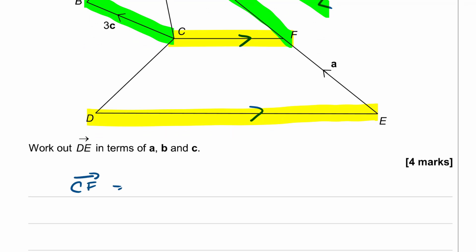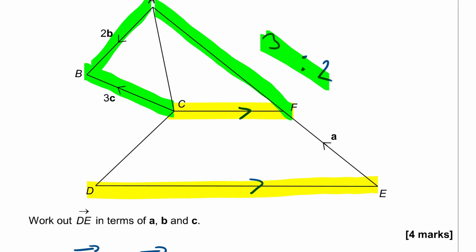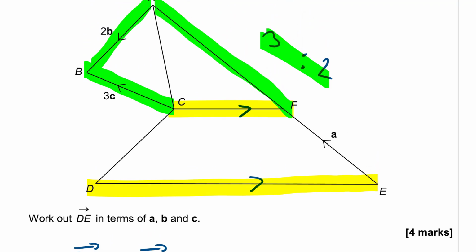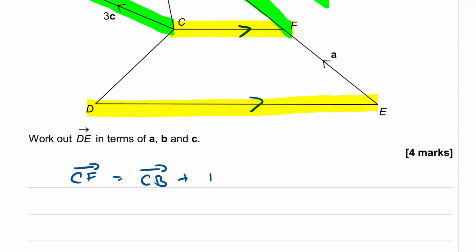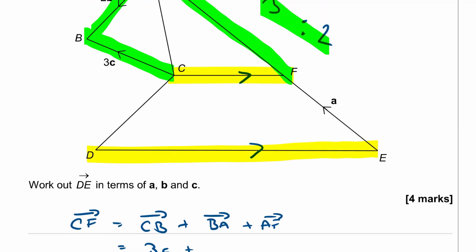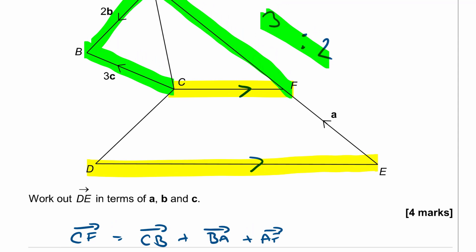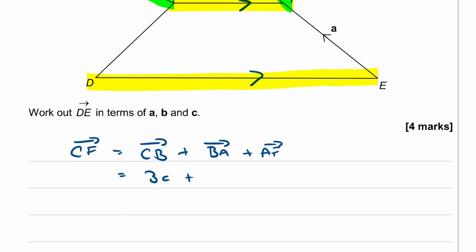C to F is going to be C to B plus B to A plus A to F. Now, C to B is easy. It's given us 3C. B to A is easy. It's, well, the arrow's going the wrong way, isn't it? So that's minus 2B. And then A to F.